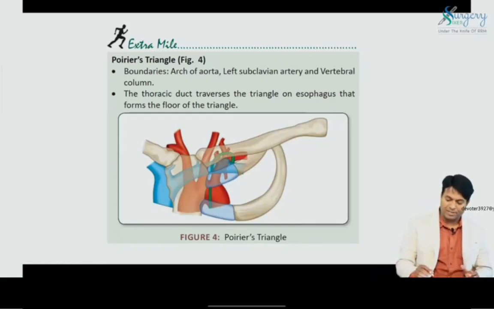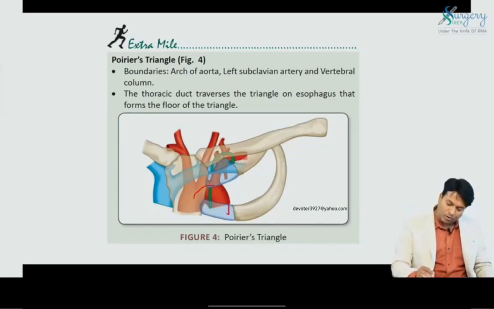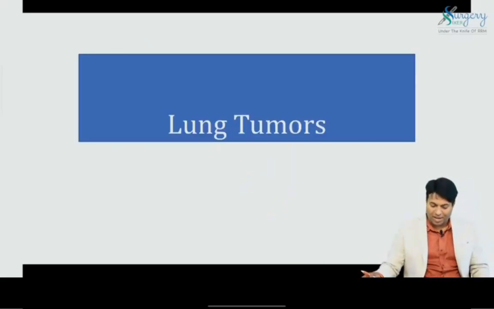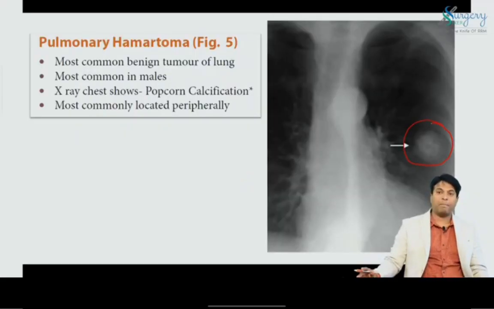So chylothorax we have discussed, and we have discussed the Poirier triangle. You can see the triangle here, bounded between the arch of aorta, left subclavian artery, and the vertebra. So vertebral column, arch of aorta, left subclavian artery. We have the thoracic duct going and draining here. We have to go and ligate at this point. This is the Poirier triangle. So lung tumors, you can see the popcorn calcification of the pulmonary hamartoma.